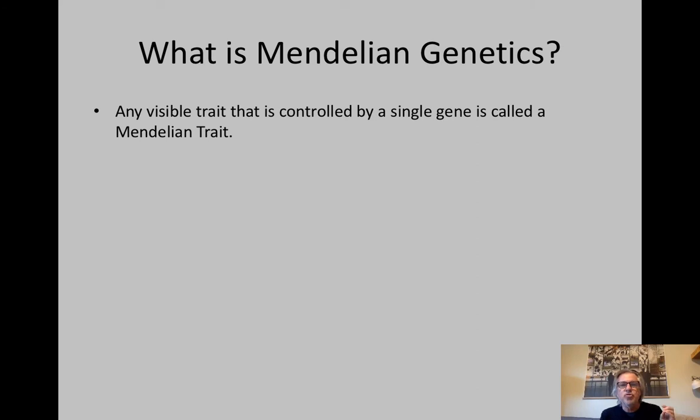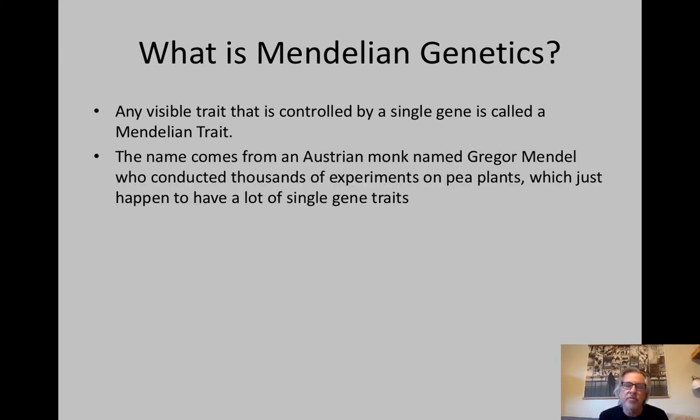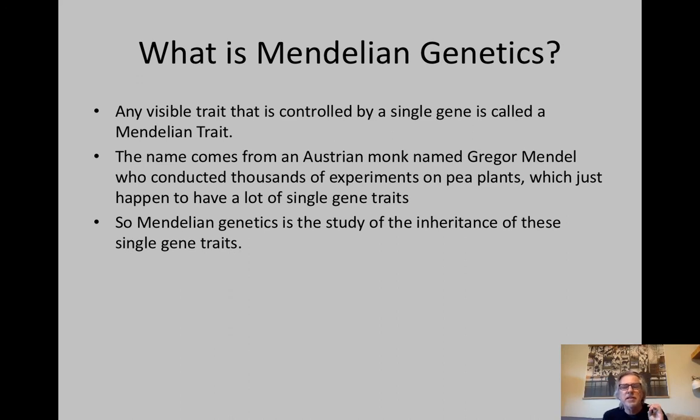Well, any trait that is controlled by a single gene is called a Mendelian trait. They're so named after an Austrian monk named Gregor Mendel, who lived in the 1800s, who conducted thousands upon thousands of experiments on pea plants. And these pea plants just so happened to have a lot of single gene traits. And Mendel's experiments showed something about genetics 50 to 100 years before anybody really understood what a gene was. So Mendelian genetics is the study of the inheritance of these single gene traits.